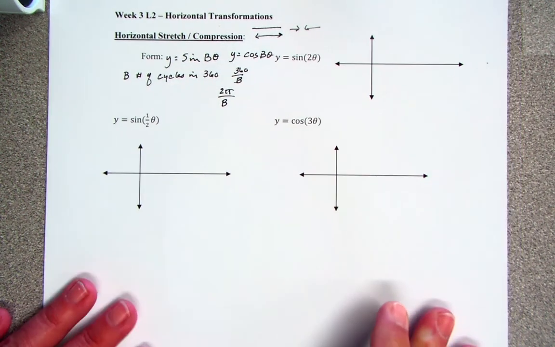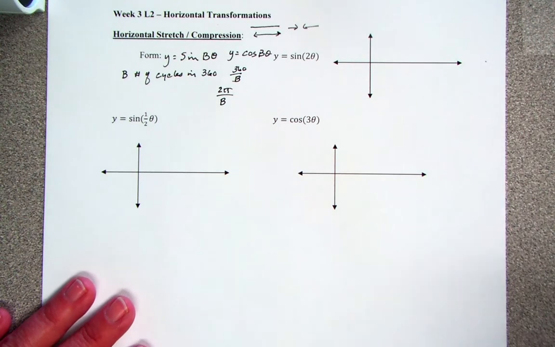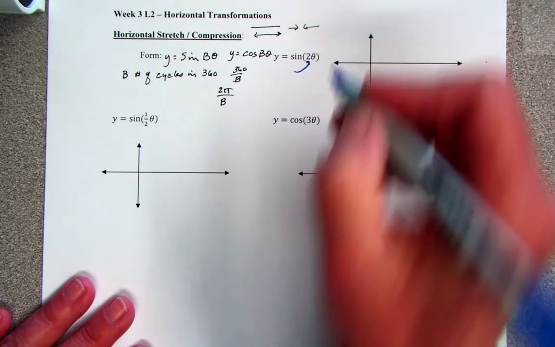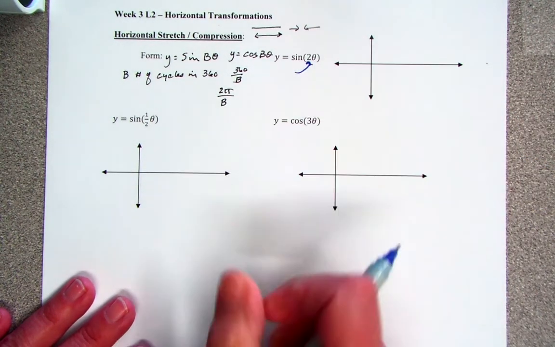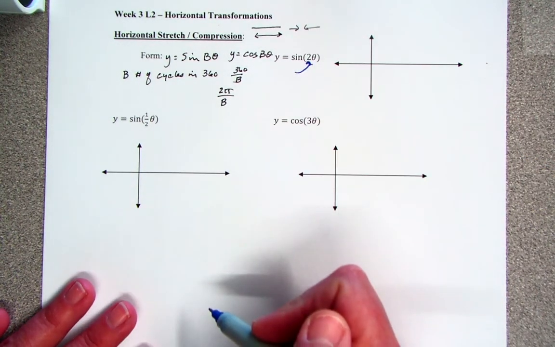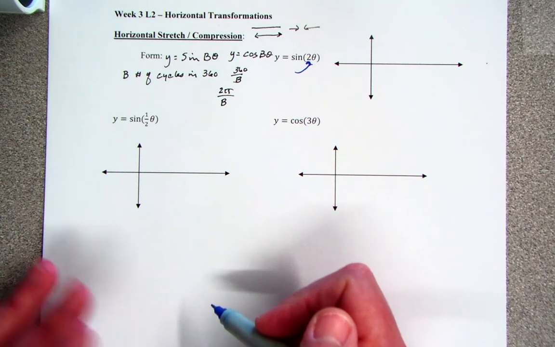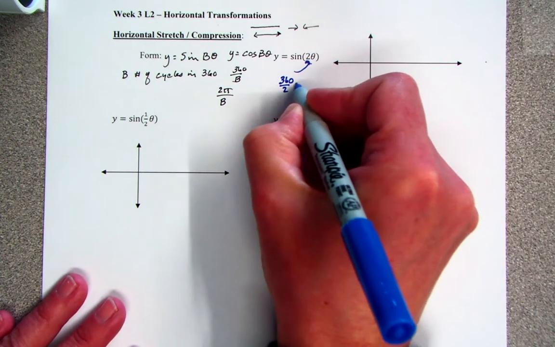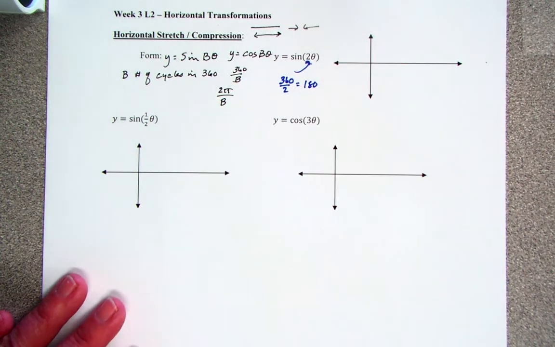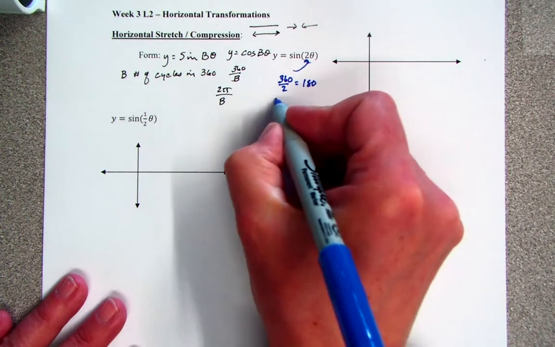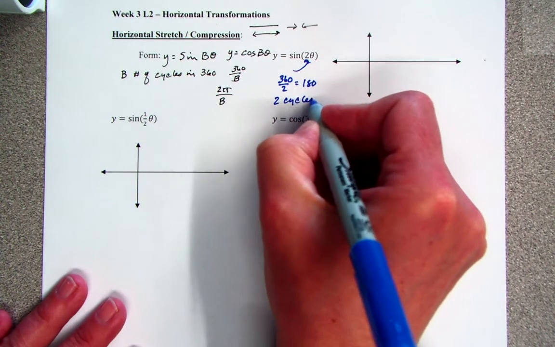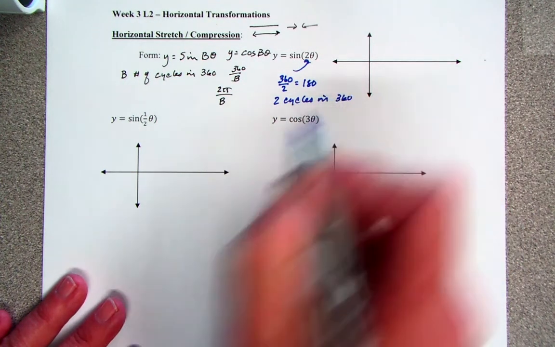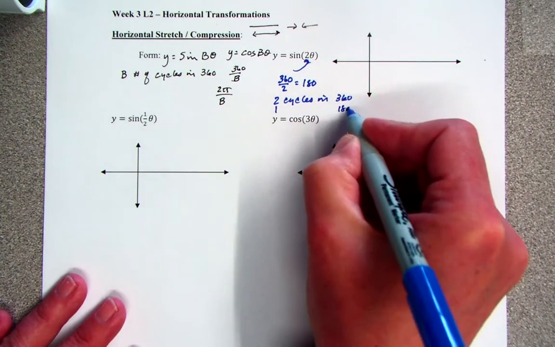So if I take a look at this first problem over here, it says I'm going to have 2 cycles in sine's regular 360, which we call also a period. So I'm going to have 360 divided by 2. So that says sine's going to cycle in 180. In other words, I have 2 cycles in 360. So that means 1 cycle is going to happen in 180.